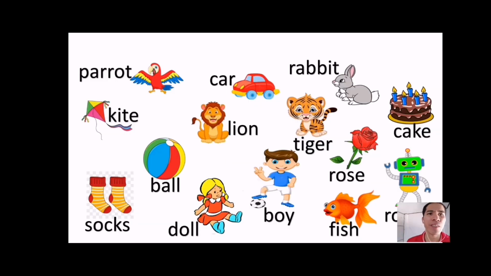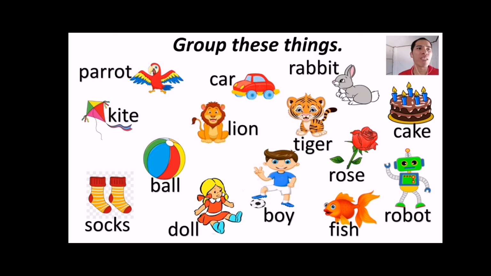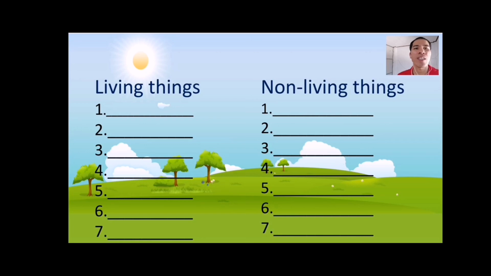Look at these things. There are only two groups of things. Write all the living things and write all the non-living things. I will give you 5 minutes. Okay, group these things into a group of living things and a group of non-living things.